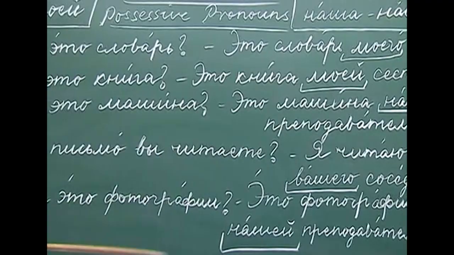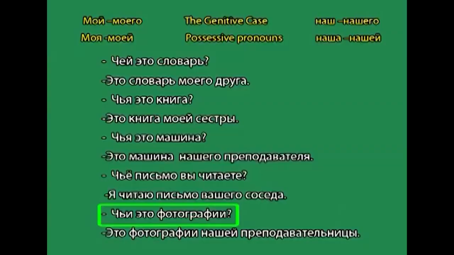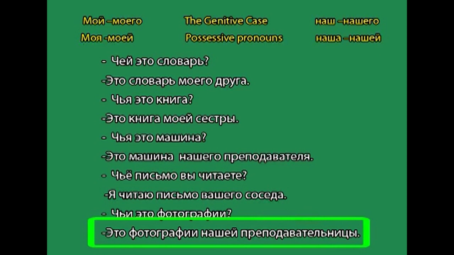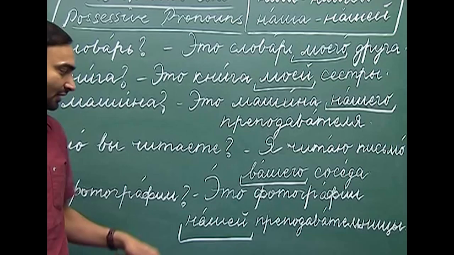The next question. Чьи это фотографии? Whose are these photographs? Это фотографии нашей преподавательницы. These are our teacher's photographs. So, as you can see here, наша has become нашей.